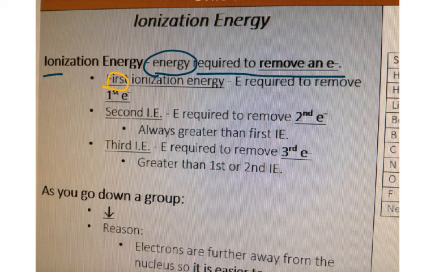We have the first ionization energy, and that's the energy required to remove the first electron. We have the second ionization energy, which is the energy required to remove the second electron. And the third ionization energy is the energy required to remove the third electron. And just to note, every time you add or take away more and more electrons, it gets harder and harder, no matter what position or what element you're talking about. The first electron to be removed is always easiest compared to the second, and the second is always easiest compared to the third.